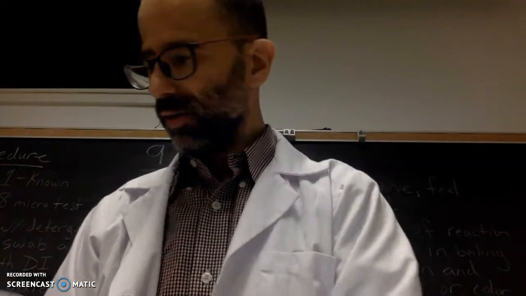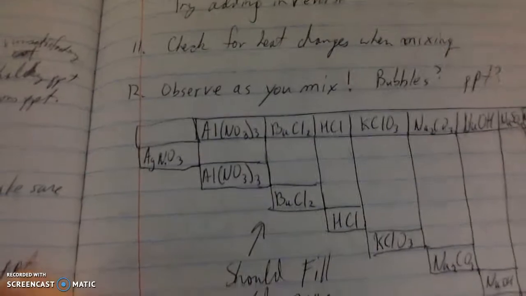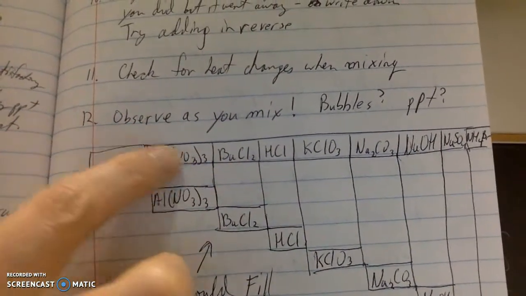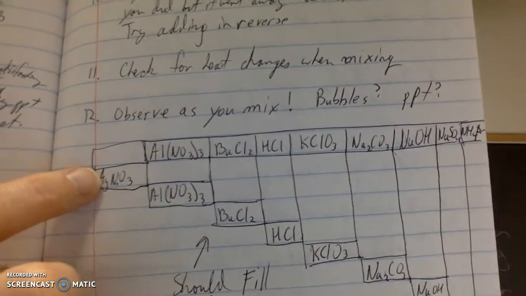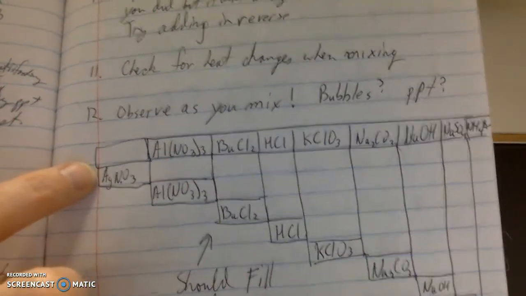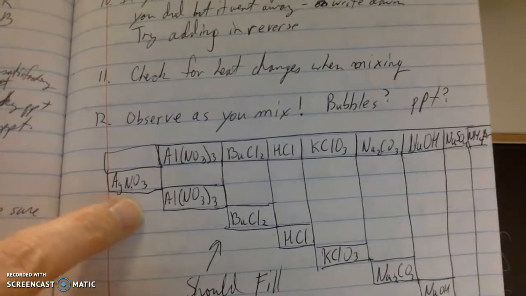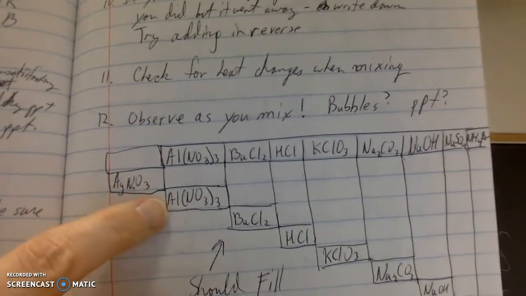Sorry about all the motion. So what you can see here, now that I've done all the mixtures on top for the silver nitrate, I've done that. I cleaned out my test tubes. I rinsed them out. Now I'm going to go to the next one. Now I'm going to fill all of them up with the aluminum nitrate.